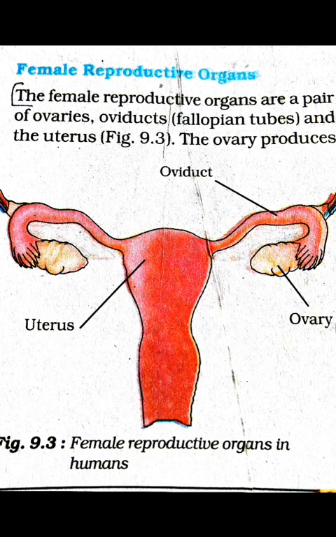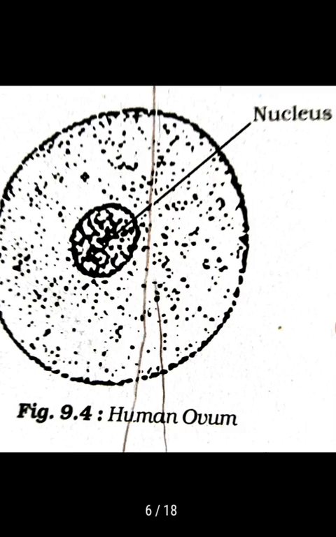Like the sperm, the egg or ovum is also a single cell. See, this is the image of a human ovum. See the nucleus, it is marked there. The sperm, we have seen, is a single cell. In the same way, the egg or ovum is also a single cell.